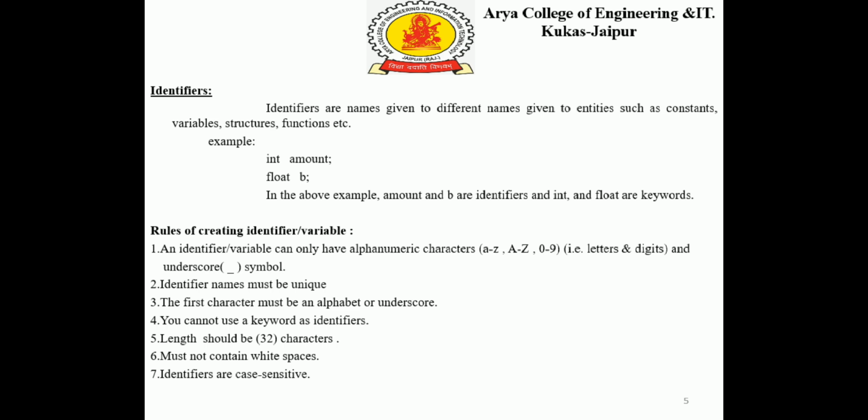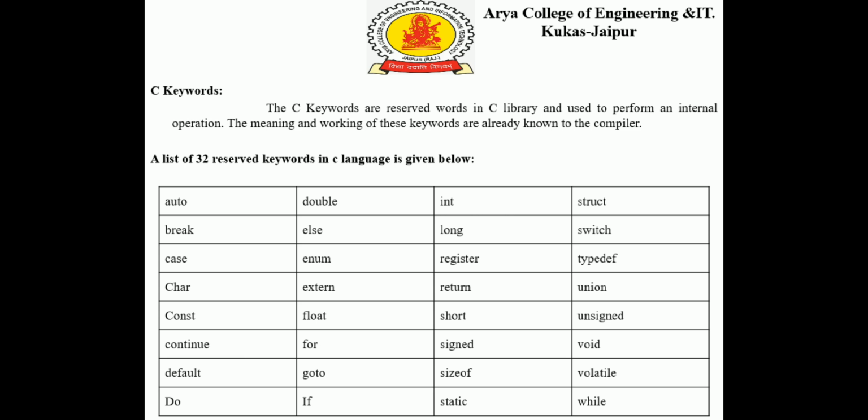The next is identifier name must be unique. The next is the first character of an identifier can be alphabet or underscore. Next is we cannot use a keyword as an identifier name. Next is we can't have length greater than 32 characters. Next is we can't have white spaces between the name of variables. Instead, we can have underscore, a special symbol. And finally, identifiers are case sensitive, means we will be taking names of variables in small letters.